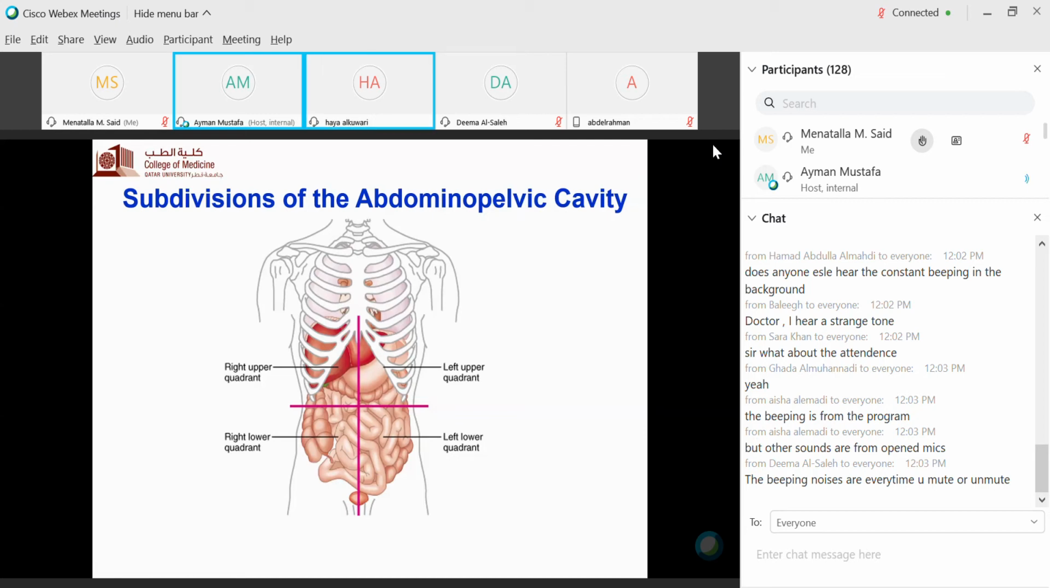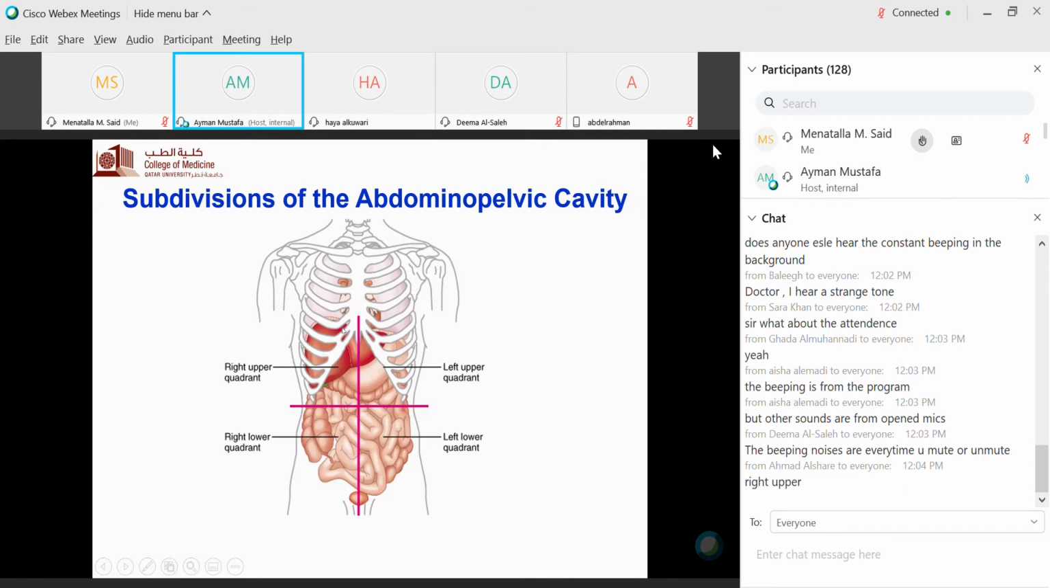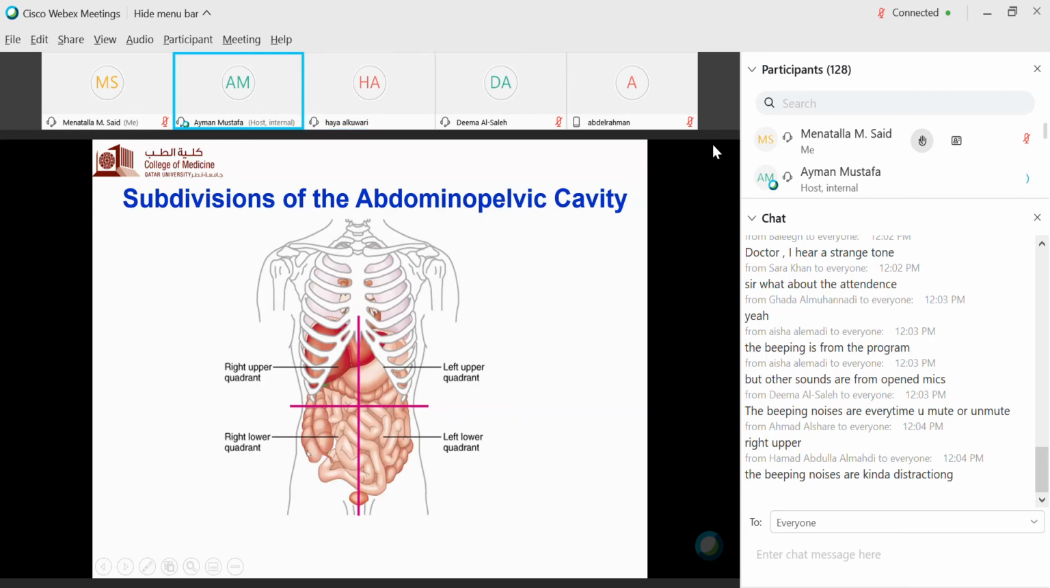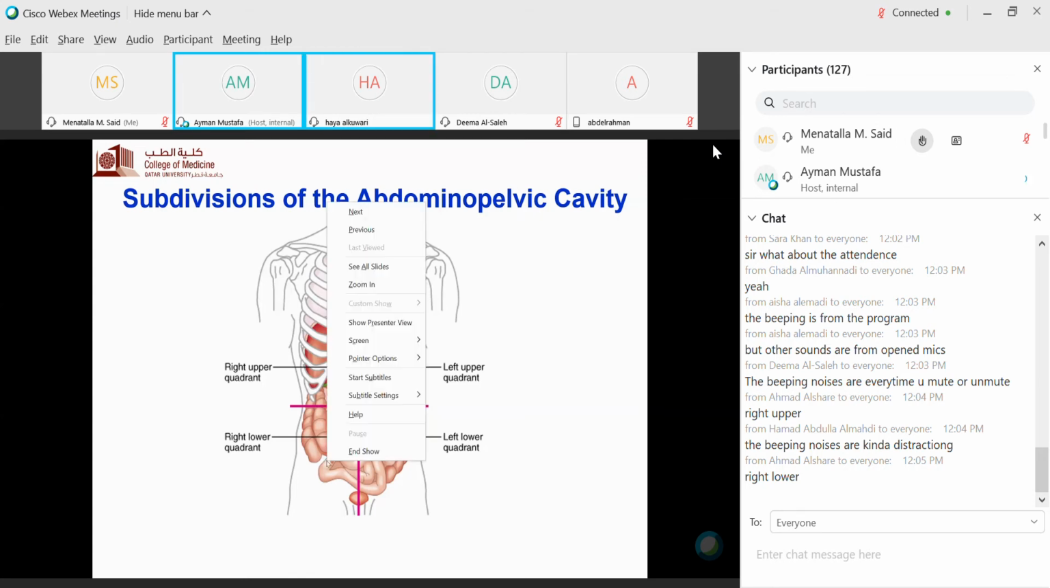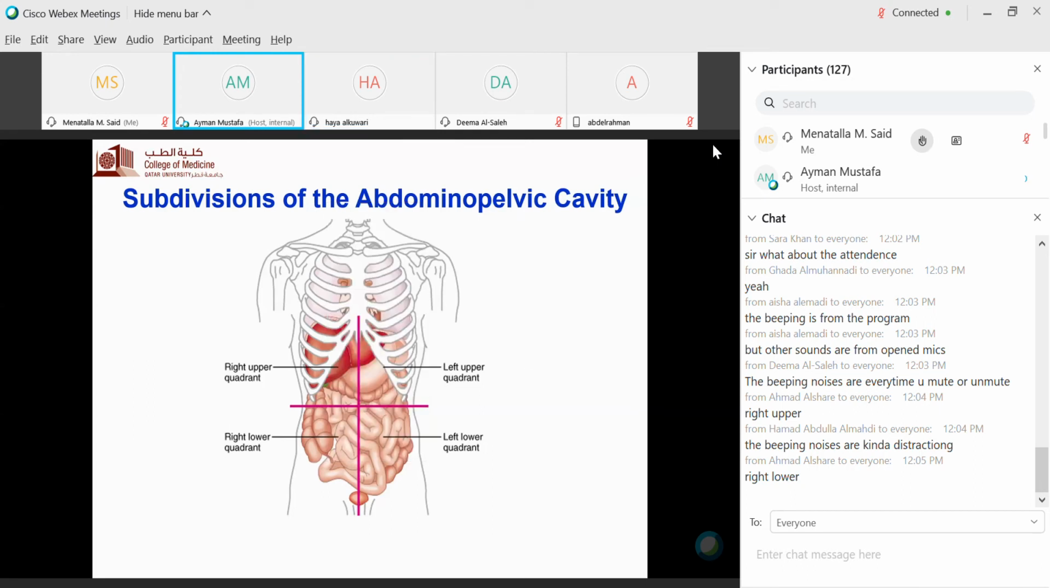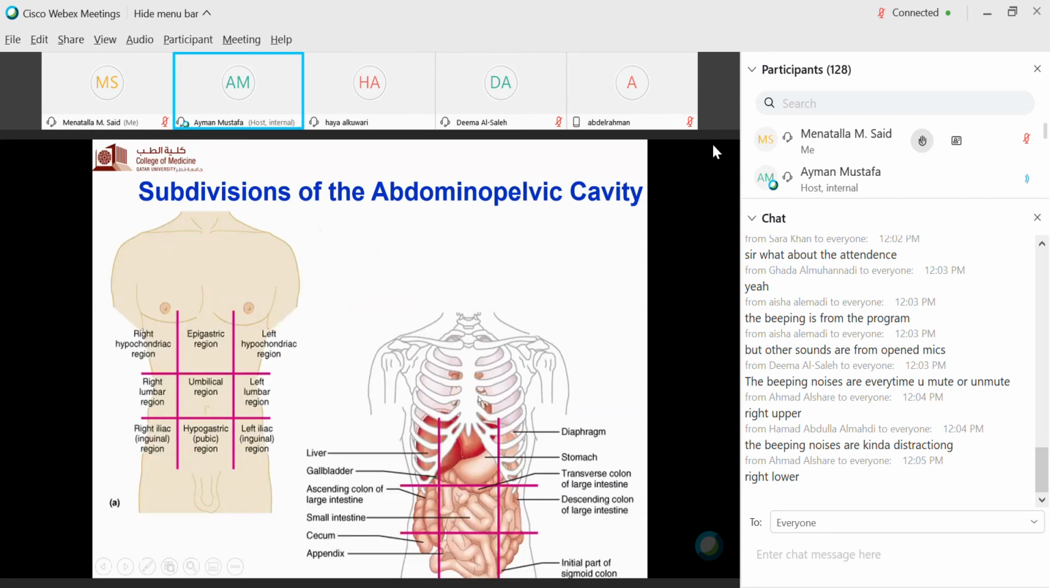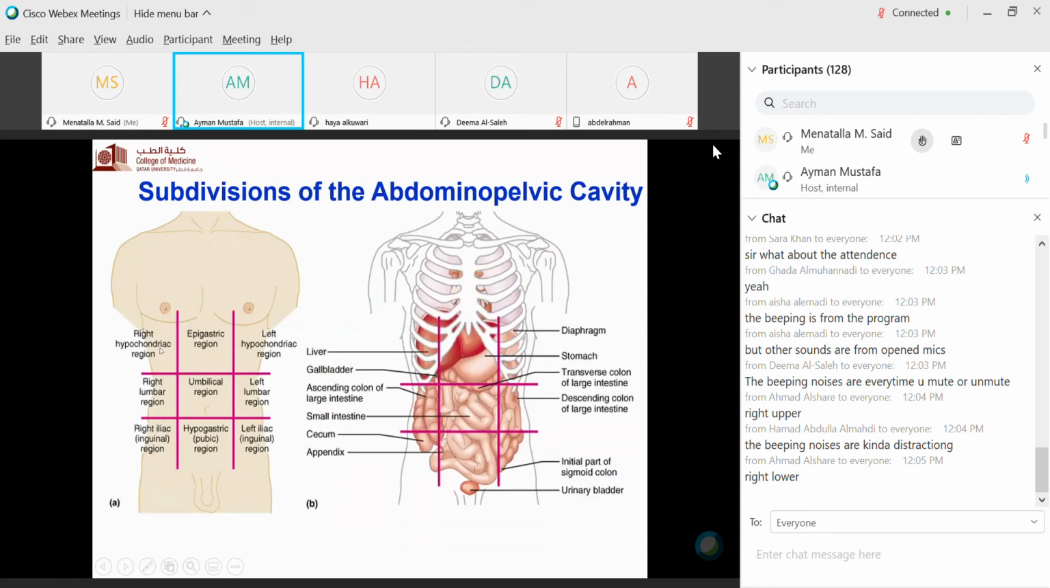If I ask you about the liver, the liver is mainly in the right upper quadrant. If I ask you about the cecum, this part of the large intestine, and this is the appendix, where is the appendix? You say it's the right lower quadrant. So you see why we divide the abdominopelvic cavity into quadrants. Another thing anatomists do, instead of dividing into four quadrants, is divide the abdominopelvic cavity into 9 regions.